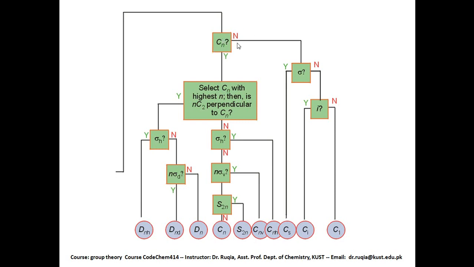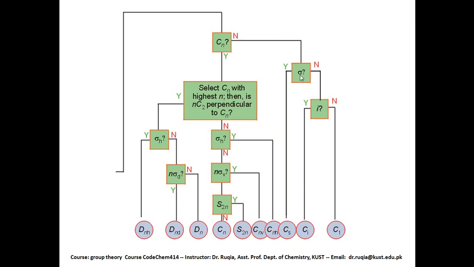Now, if this principal rotation axis is not present, it means that they are belonging to the highly unsymmetrical class, that is the non-axial groups. We look at the sigma.